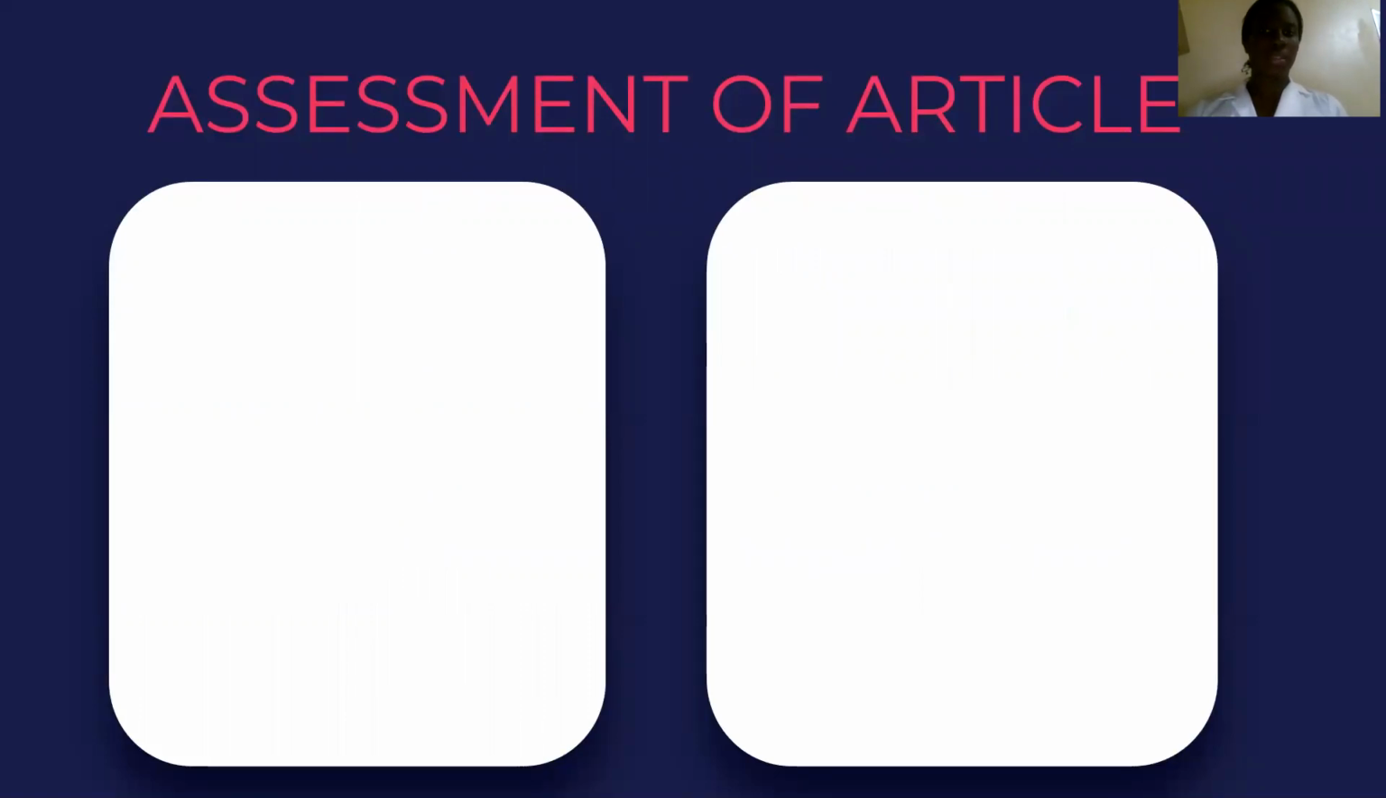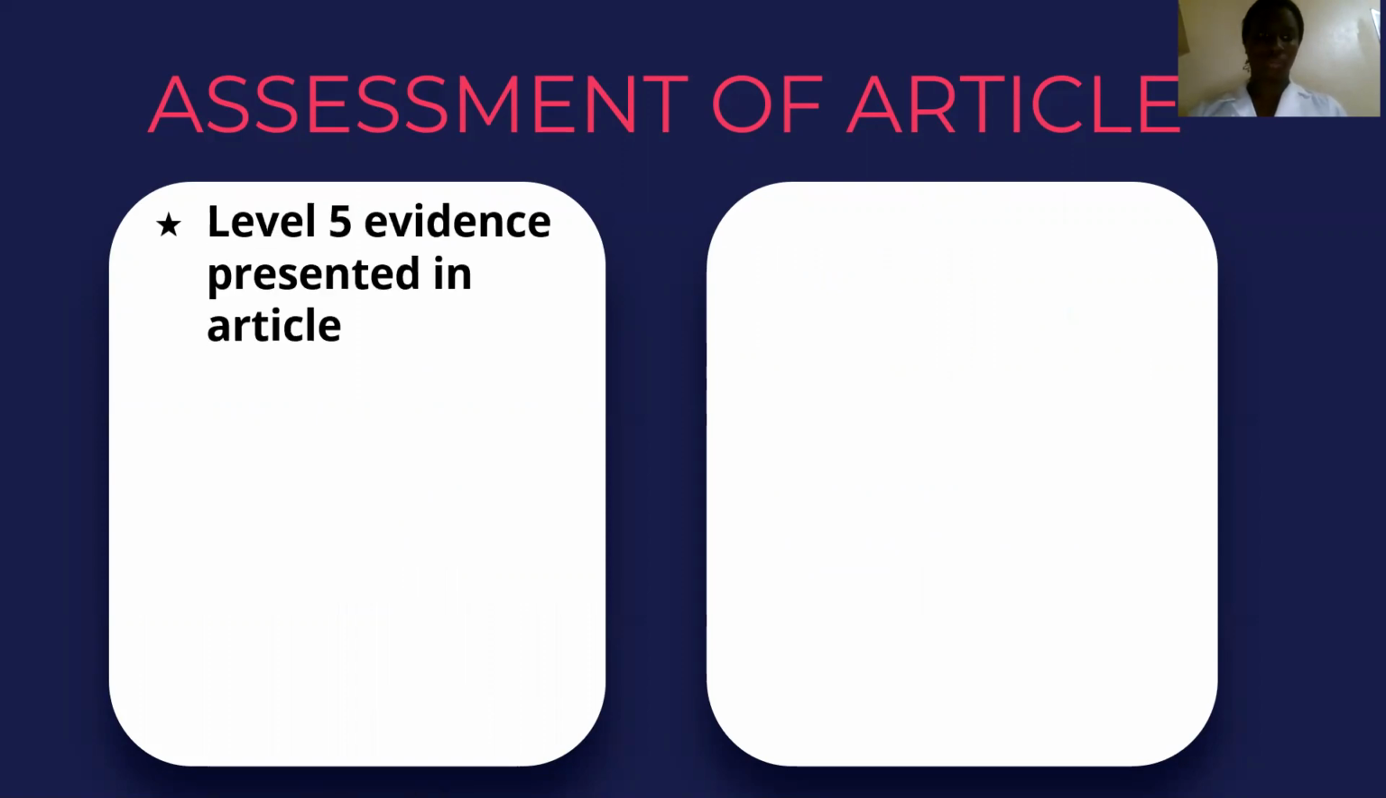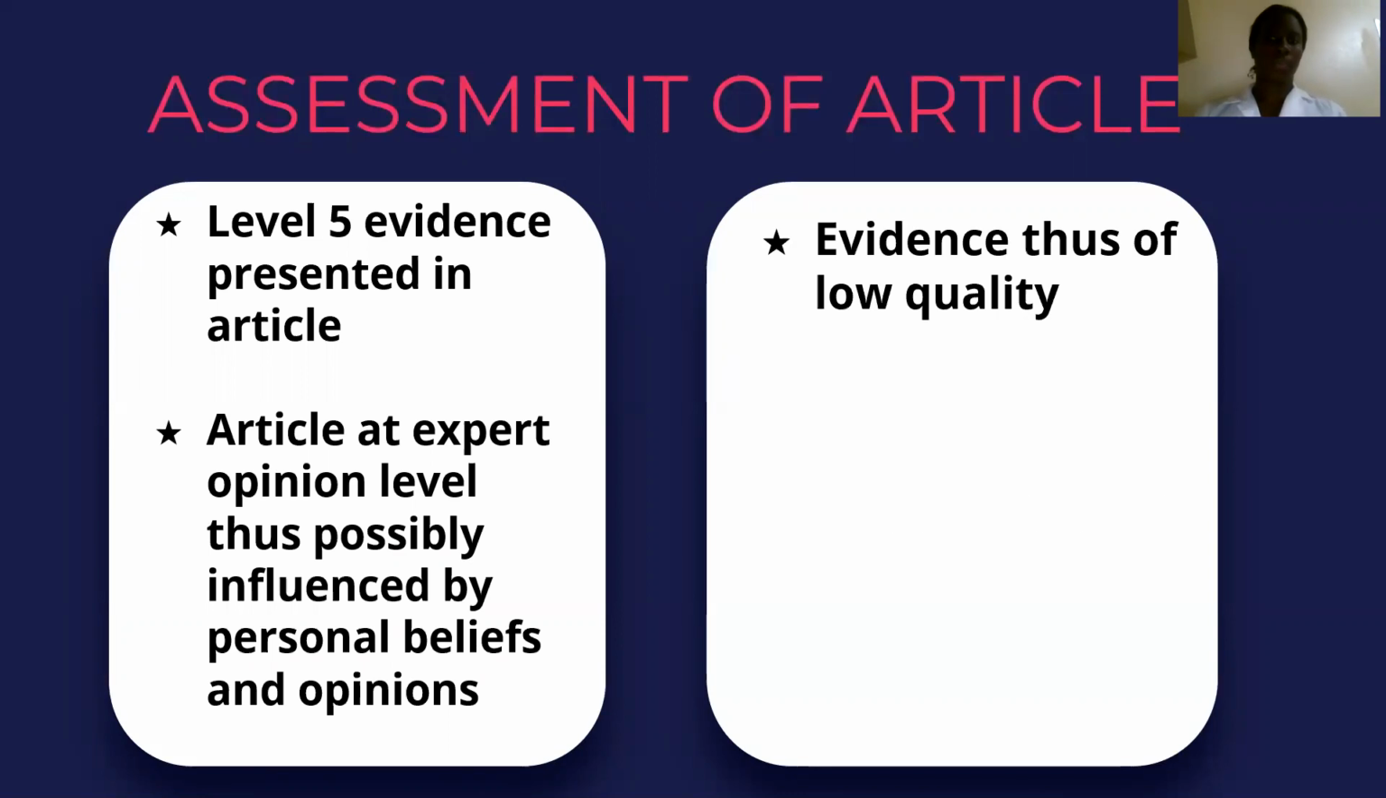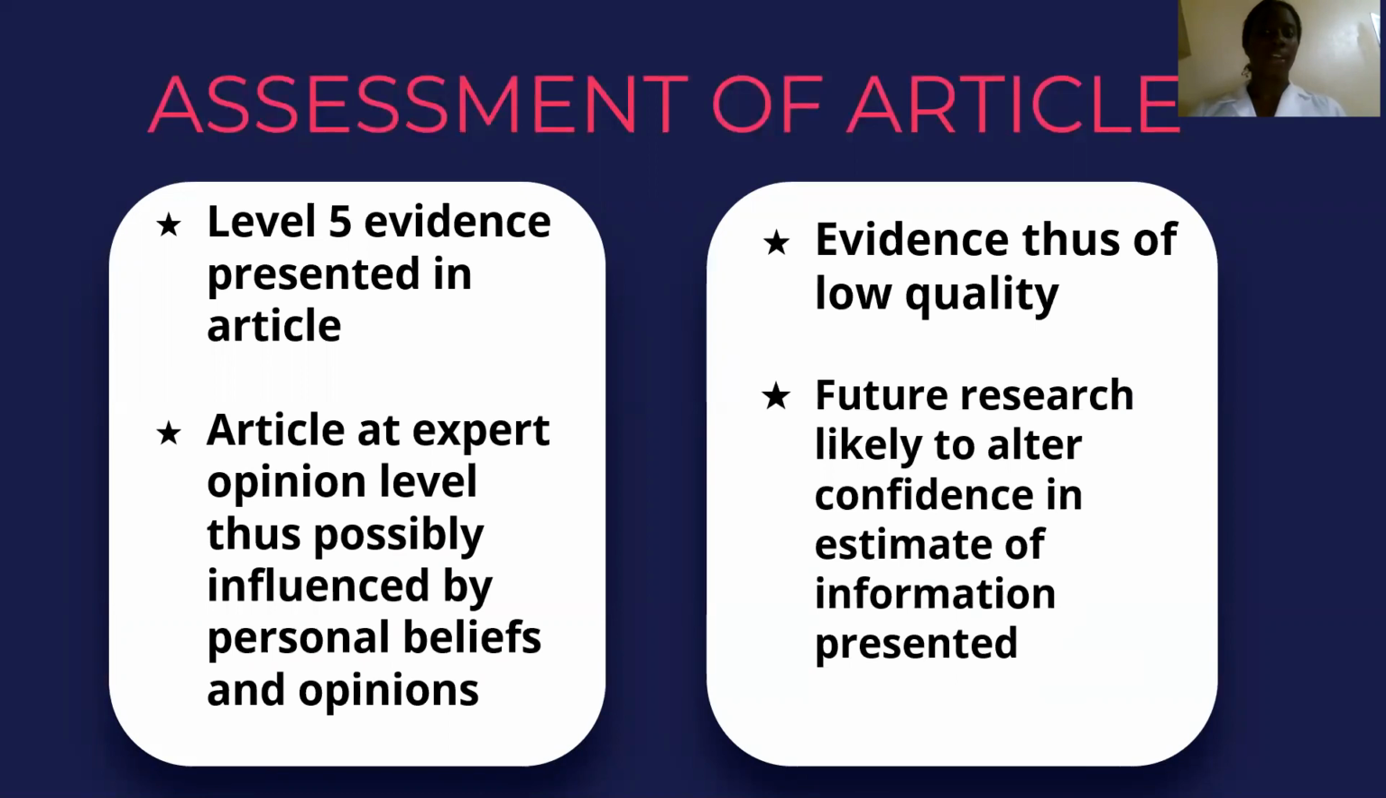Now, the assessment of the article gave the following results. Level 5 evidence was presented in the article, and the article was at the level of expert opinion in the evidence-based pyramid that will be shown after this, and thus information in the article was possibly influenced by the personal beliefs and opinions of the authors. The evidence was thus of low quality, and it is likely that further research will alter the confidence in the estimate of the information presented in the article.